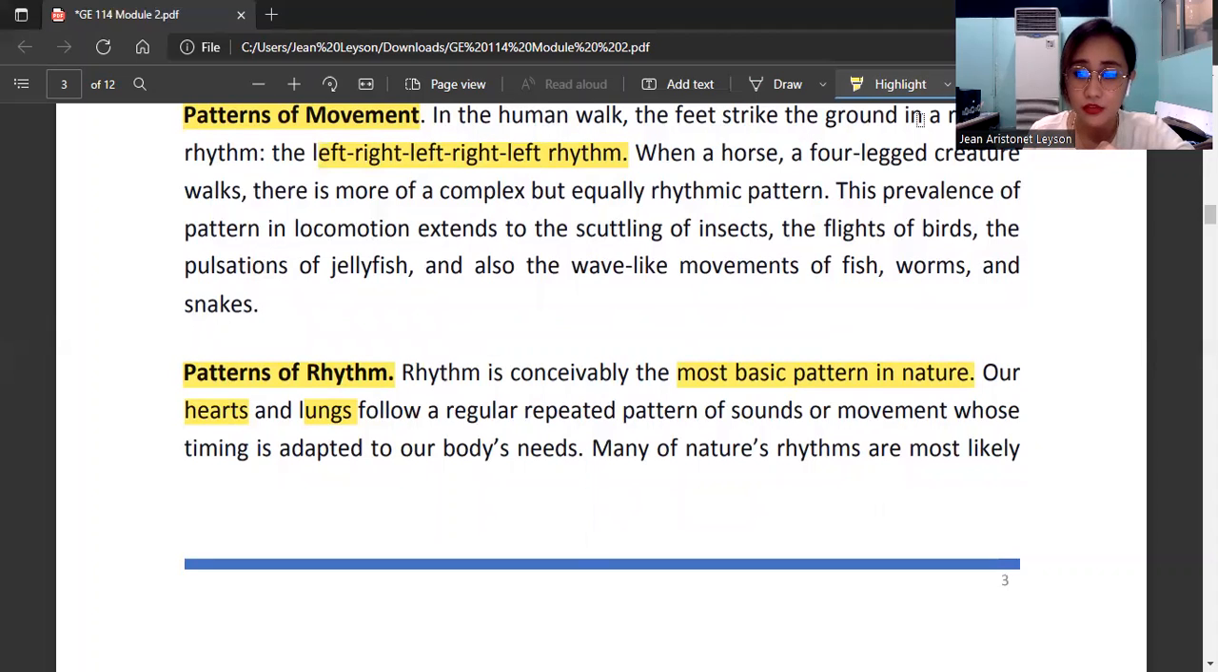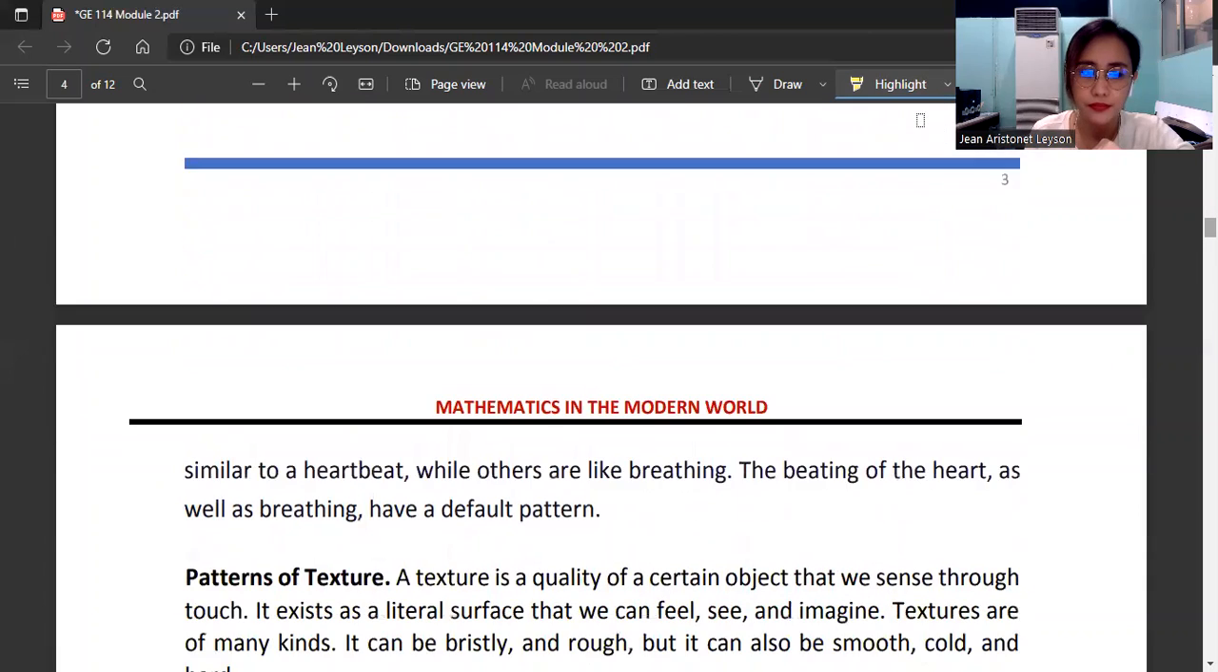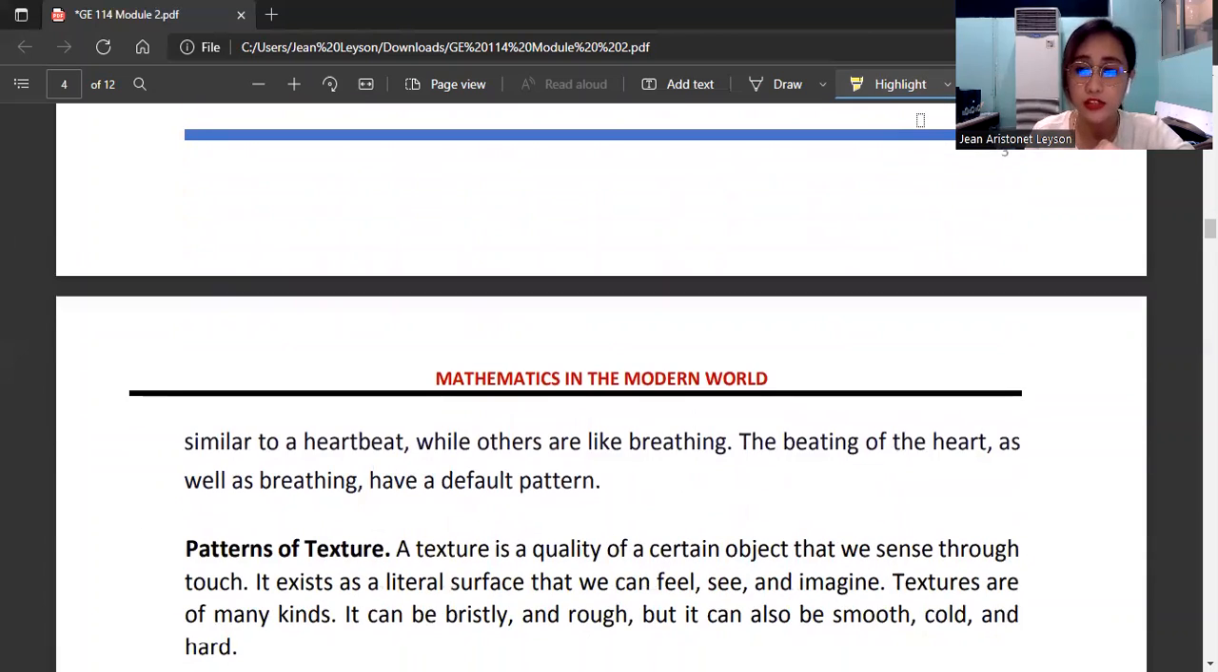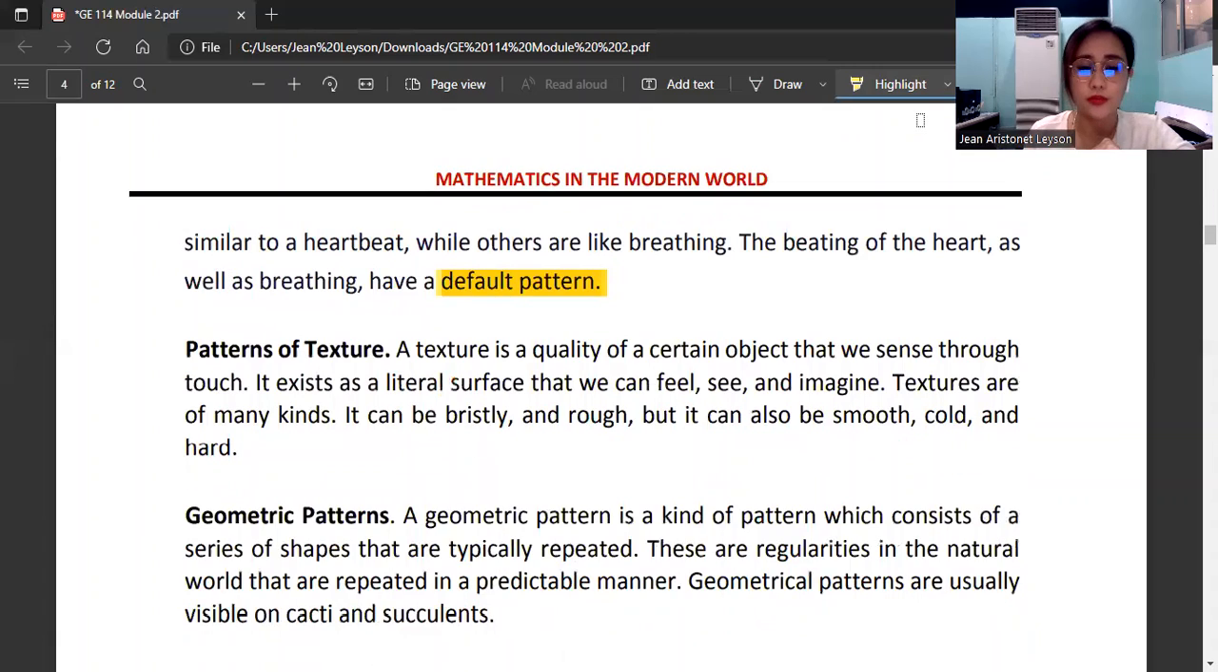Many of nature's rhythms are most likely similar to a heartbeat, while others are like breathing. So our breathing rhythm, inhale, exhale, there is a pattern in that. The beating of the heart as well as breathing have a default pattern. We cannot change how our heart or our lungs go about their rhythm. So that's it. Next, we have patterns of texture.